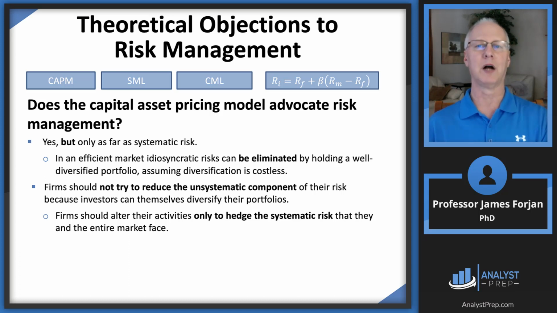And let me mention the two boxes up at the top. The SML, that's called the security market line. That's just a picture of the capital asset pricing model, which is a special case of the capital market line, which instead of using beta, uses the ratio of two standard deviations as its measure of risk.